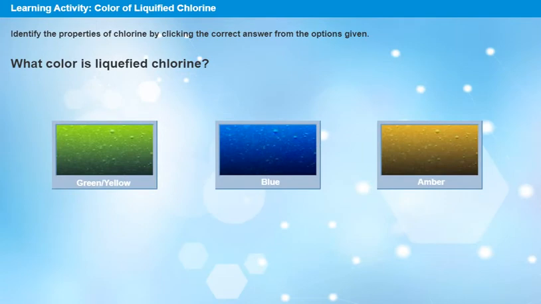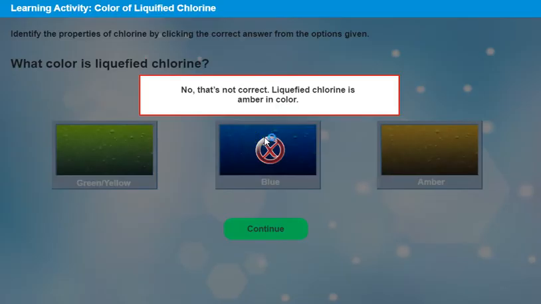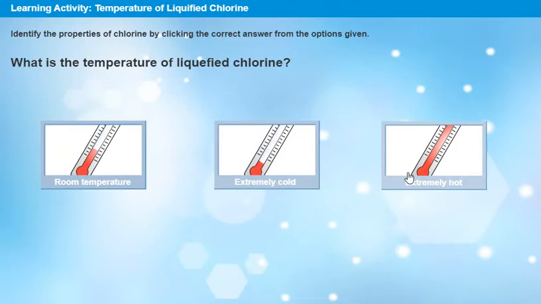Chlorine also exists in liquefied gas form. What color is liquefied chlorine? What is the temperature of liquefied chlorine?